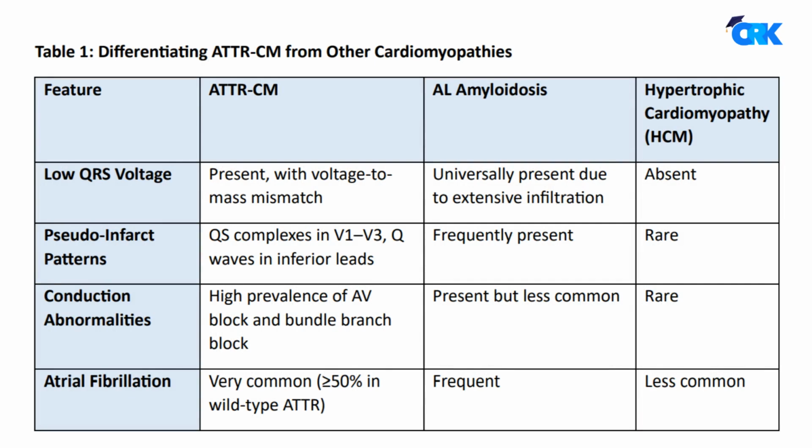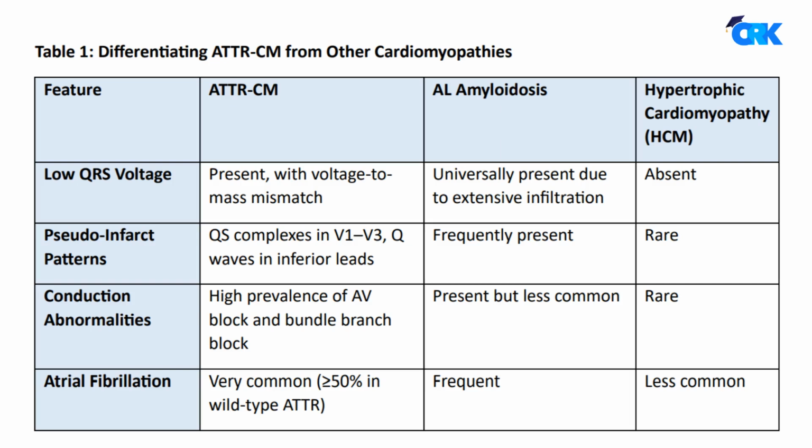When interpreting ECG findings in patients with heart failure, it's essential to distinguish transthyretin cardiac amyloidosis from other conditions that may present with similar symptoms or imaging features. The differential diagnosis includes AL amyloidosis, hypertensive heart disease, and hypertrophic cardiomyopathy, HCM, but key ECG features can help point us in the right direction. Let's go through the most important distinctions.